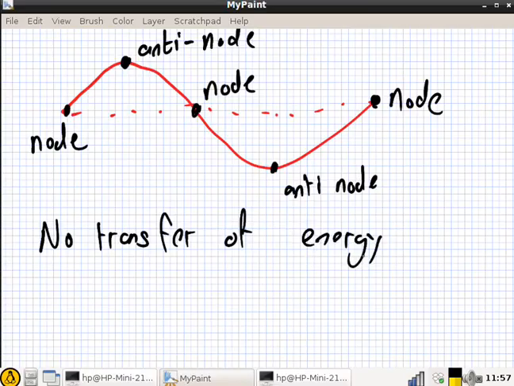And what type is this? Is it longitudinal or transverse? Transverse. Okay. In this picture here, it's transverse. The stationary wave has no transfer of energy. Yeah, that's a key feature about them.